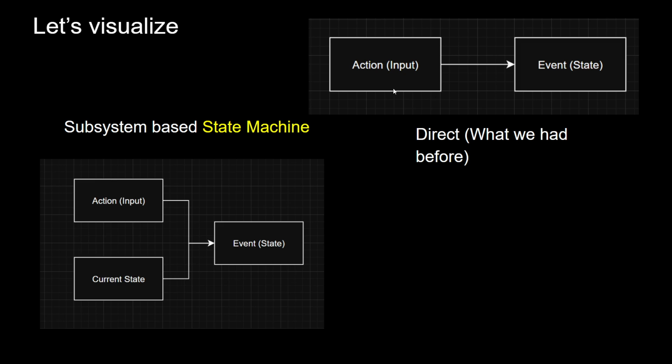So here's what we had before. We had an action that would correlate to an event, pretty much input, output. The input causes an action, like your rising edge detector, which leads to a change of state, which is your event. For subsystem based state machines, we have our action, like our input before, but we also have to look at the current state of something, in this case the subsystem you're modifying. And using those two things, we can do a corresponding event or change of state.